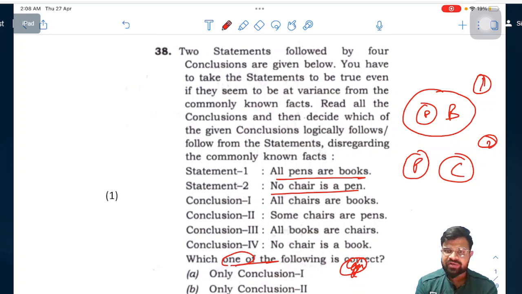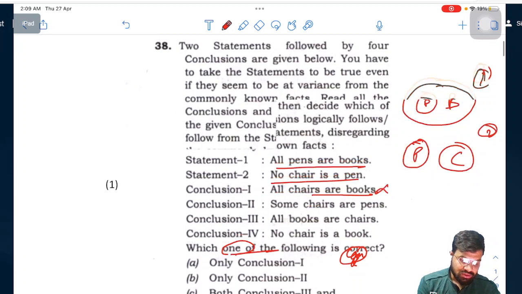Step one is drawing different diagrams for different statements, and step two is, based on the conclusions, to try to prove the conclusion wrong based on the diagram that you can merge. Okay, all chairs are books. This cannot be true, because chairs are very separate from pen, and this can be the diagram for that. So this is not true.